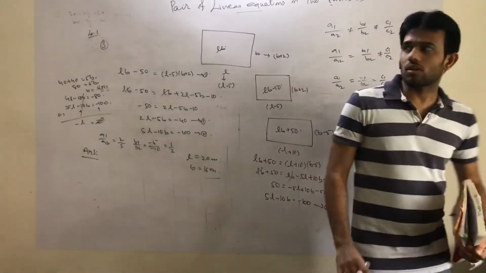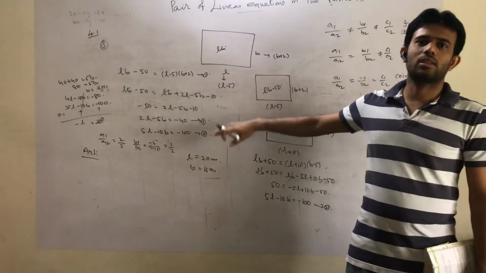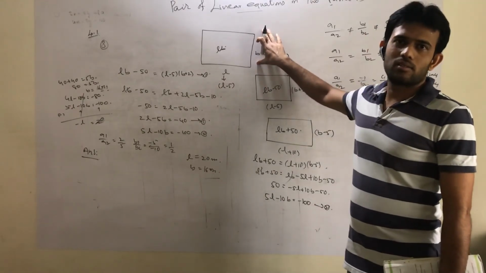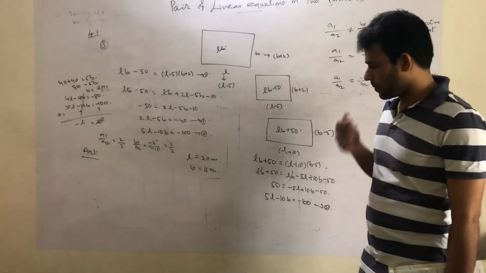This is a bit difficult to understand when you are trying to write in the form of the equation. So, initially he has given a rectangle. I am assuming that the length is L and breadth is B.